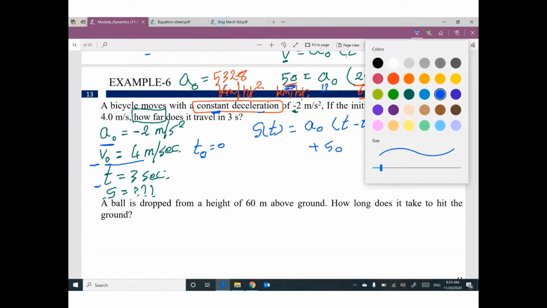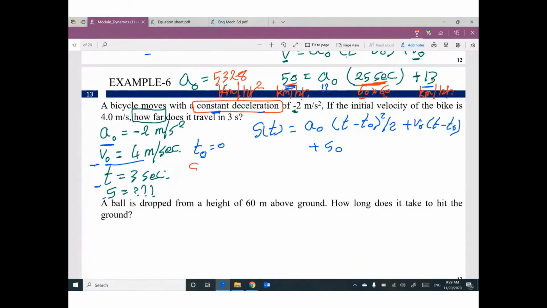Did the problem tell you anything related to initial position? The only thing related to initial condition was initial velocity, given as 4. Anything related to any initial condition will be 0 because the problem did not mention anything related to the initial condition. So t naught equals 0, s naught equals 0. Go ahead and put your numbers. So the final position S equals a naught, negative 2. Please don't forget the sign, negative. The final time was 3 seconds. Initial time 0, squared, divided by 2. Initial velocity is given as 4 meter per second. Final time 3, initial time 0. The initial position, s naught, is 0. Nothing is mentioned about this one.